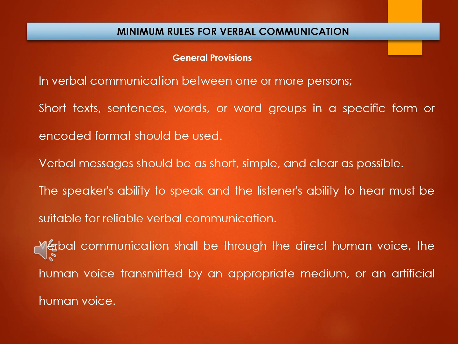Minimum rules for verbal communication. General provisions. In verbal communication between one or more persons, short texts, sentences, words, or word groups in a specific form or encoded format should be used. Verbal messages should be as short, simple, and clear as possible. The speaker's ability to speak and the listener's ability to hear must be suitable for reliable verbal communication. Verbal communication shall be through the direct human voice, the human voice transmitted by an appropriate medium, or an artificial human voice.